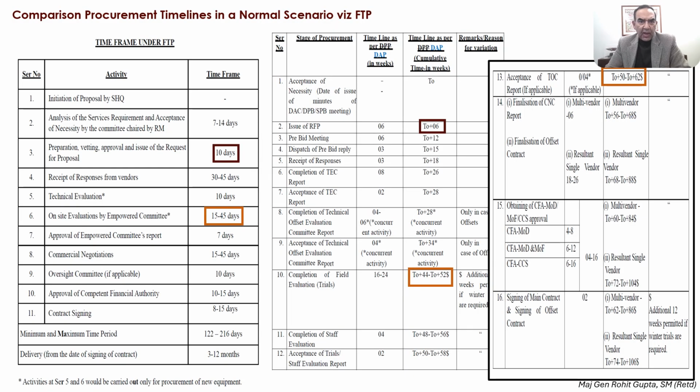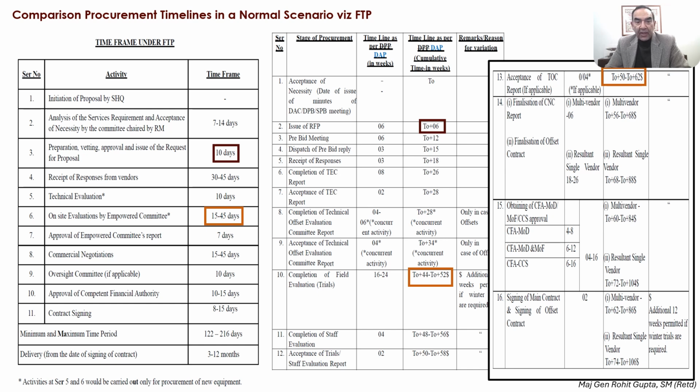Now let's have a look at the difference in the time frame between the FTP, which is on the left hand side, and the two tables on the right hand side, which is the normal procurement. Where is the difference coming in the complete procedure? The procedure is almost the same. First is the issue of the RFP within 10 days of the AON being taken. Next are the trials, an on-site evaluation in terms of demonstrative trials, which takes 15 to 45 days.